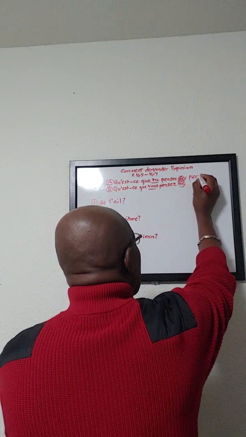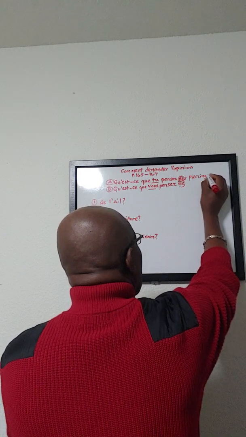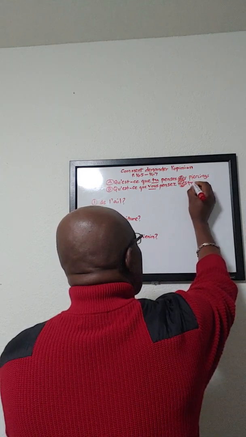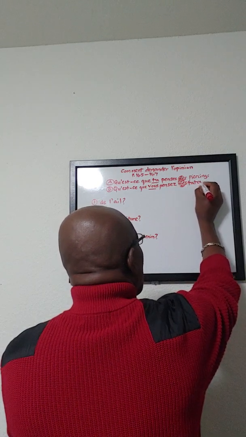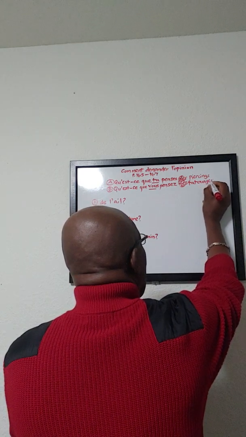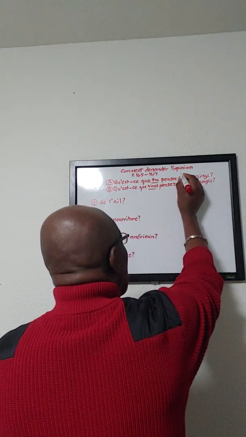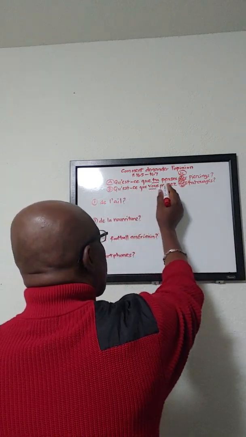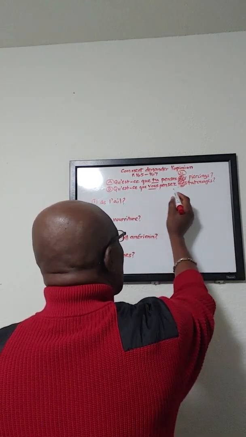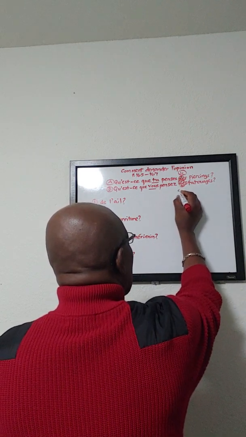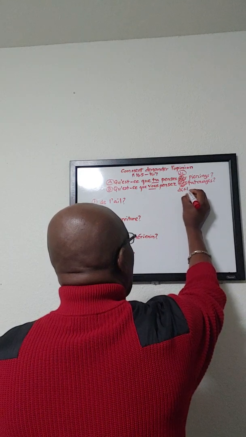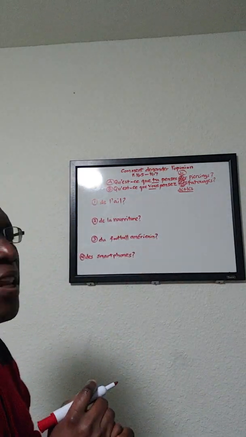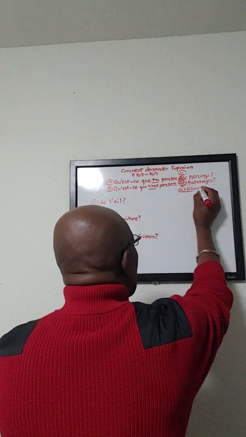piscines, and the de here also became des tatouages. So the de changed to des and des. So qu'est-ce que tu penses des piscines? Qu'est-ce que vous pensez des tatouages? It's simply because the de came into contact with the definite article, the plural definite article, les, and changed to des.